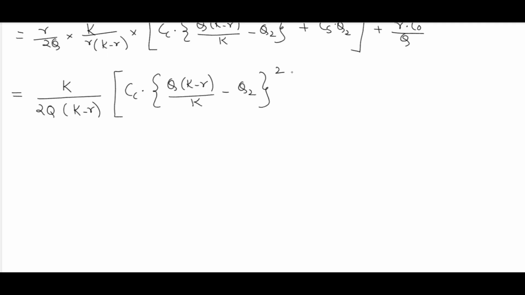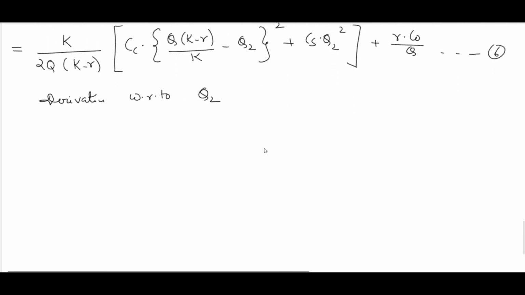So this is the common we got, plus remaining is Cs Q2 square plus R C0 by Q. Let it be equation number 6. Now we can see that there are two unknowns, that is Q2 and Q. In this equation Q is there and Q2 is there, so we have to take the derivative of each one by one. Let's say first we take the derivative with respect to Q2. Just now I have rearranged the terms. Now we will start taking the derivative.